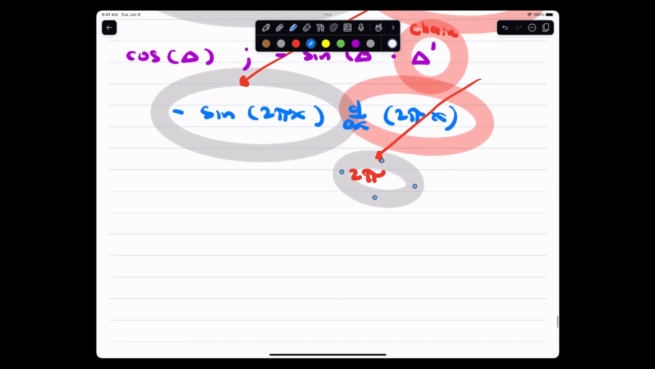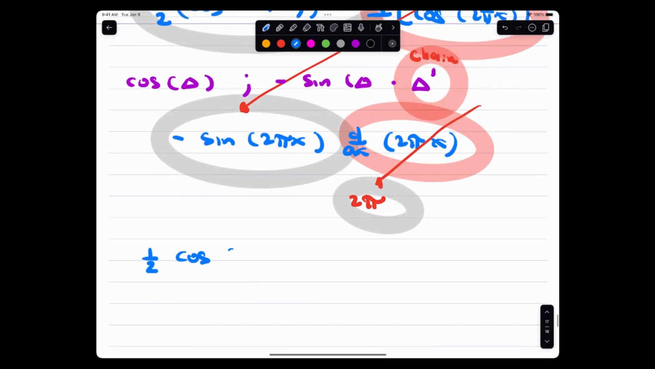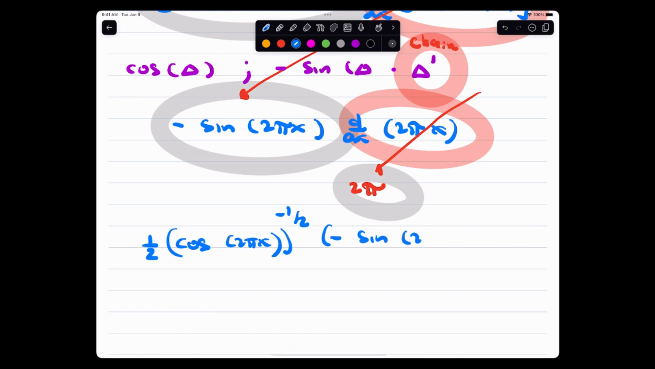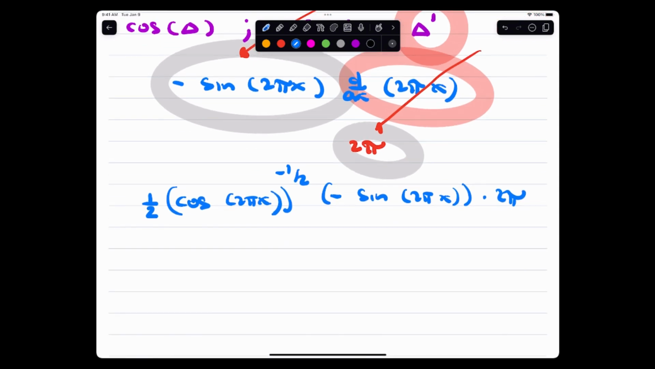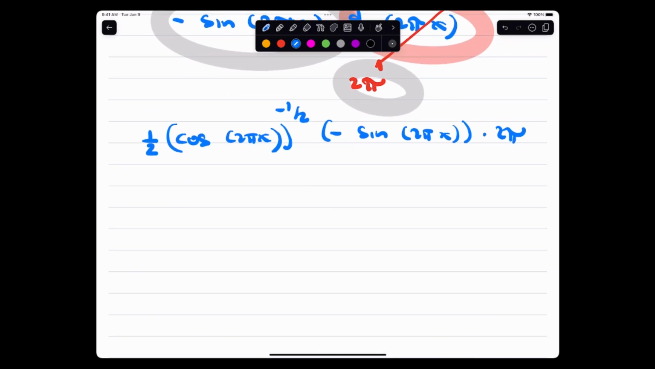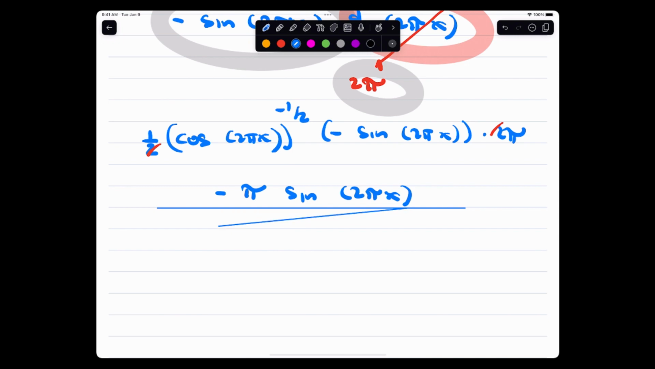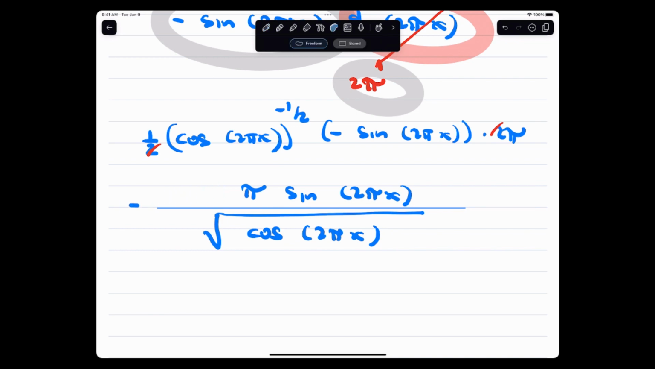Let's not forget the gray. So if I write it down, that'll be 1/2 cosine 2 pi x, that whole thing to the minus 1/2 power, times negative sine 2 pi x times 2 pi. Don't the 2's cancel? So we're going to have negative pi sine 2 pi x as a numerator over the square root of cosine 2 pi x. And that negative sign you can see in the back of the book right here in front.